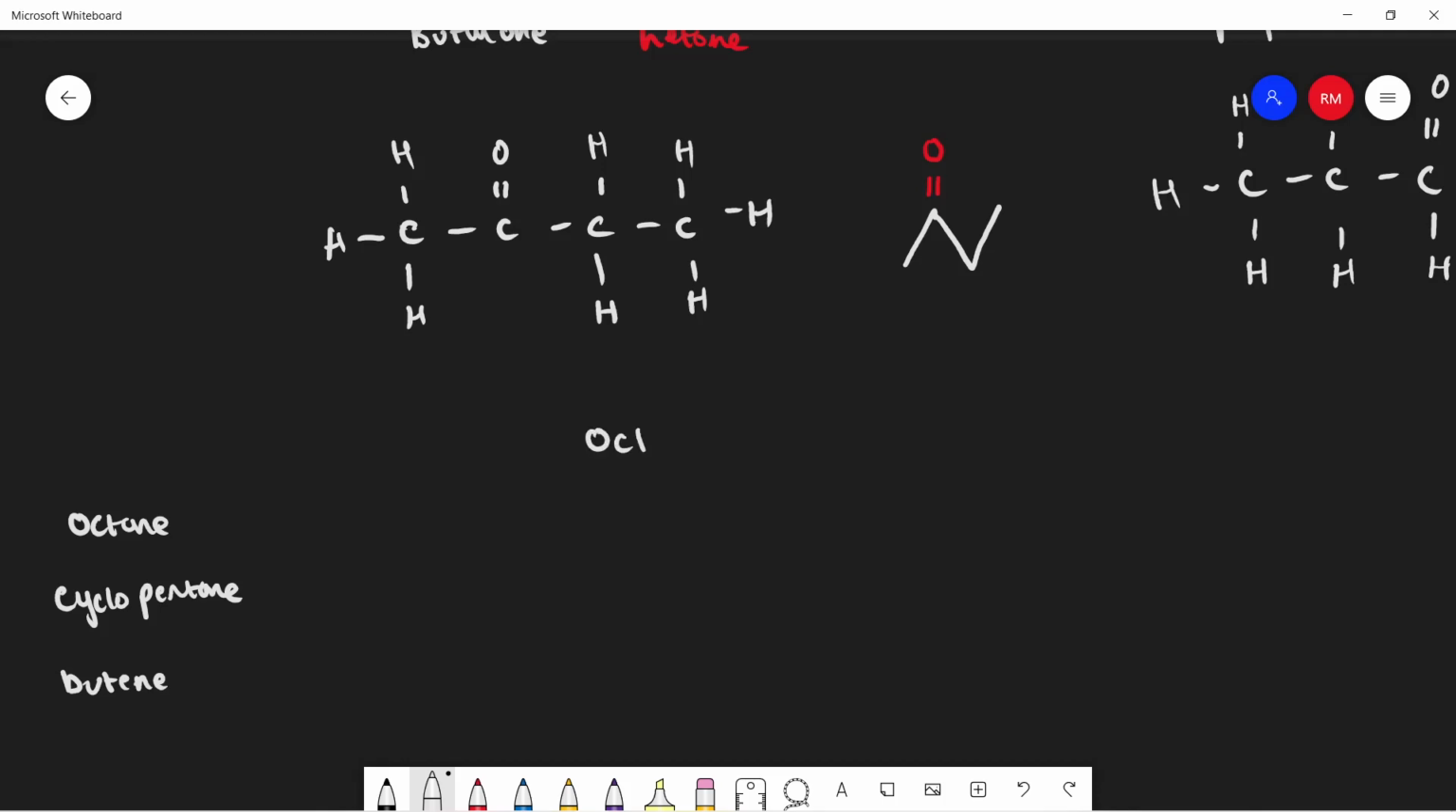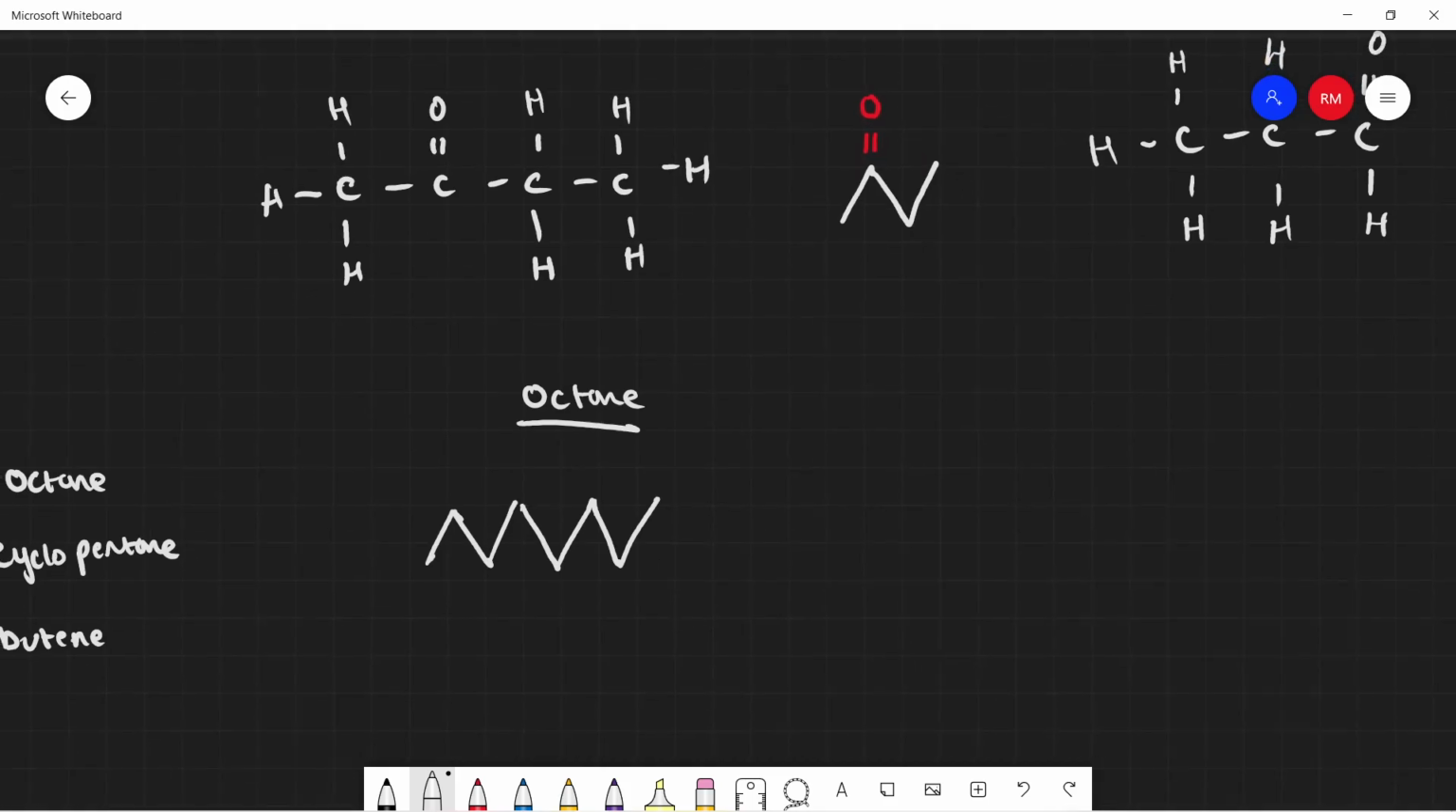So first for octane, we know it's a straight chain alkane. So literally all we have to do is draw the 8 carbon skeleton. 1, that's 2, 3, 4, 5, 6, 7, 8, octane.